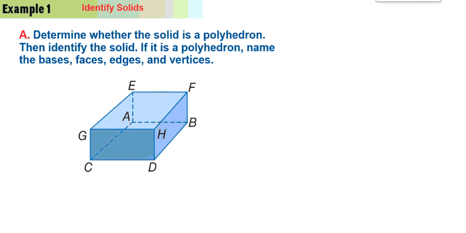I'm going to point to you, and you're going to tell me things, and then I'll repeat it as we go. Determine whether the solid is a polyhedron, then identify the solid. If it is a polyhedron, name the bases, faces, edges, and vertices. So give me a head nod. Is it a polyhedron, yes or no? Okay, what's it called? Yes. I'm just going to write yes, rectangular prism.